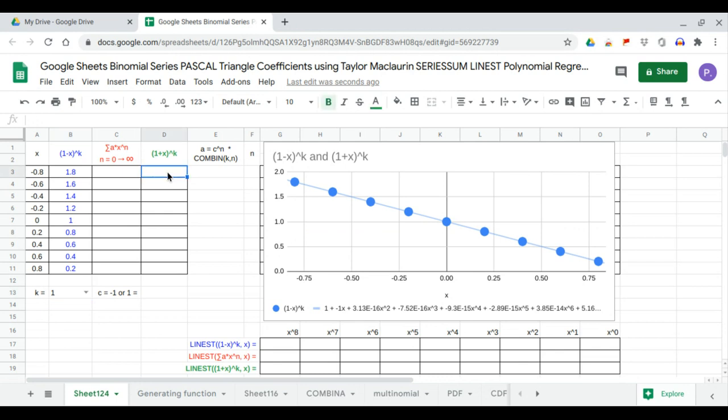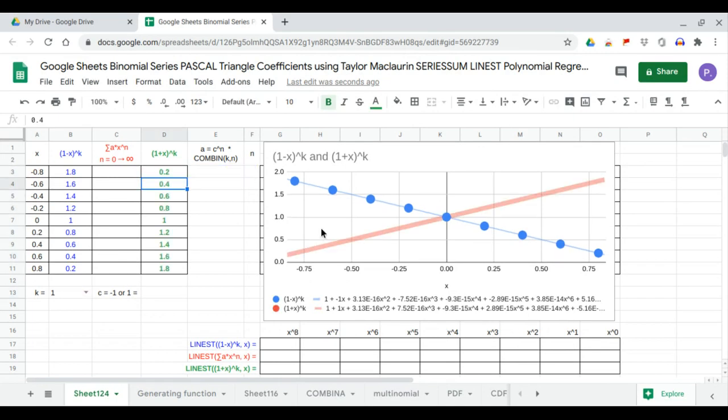Next, we generate the data set of 1 plus x to the power k. So our formula is the quantity 1 plus x raised to the power k. And the trend line in red is the 1 plus x to the power k. So 1 plus x to the power 1, so 1 plus x, y equals 1 plus x.